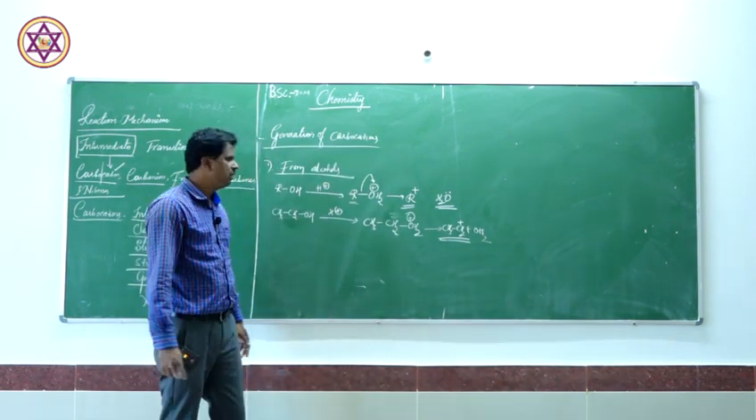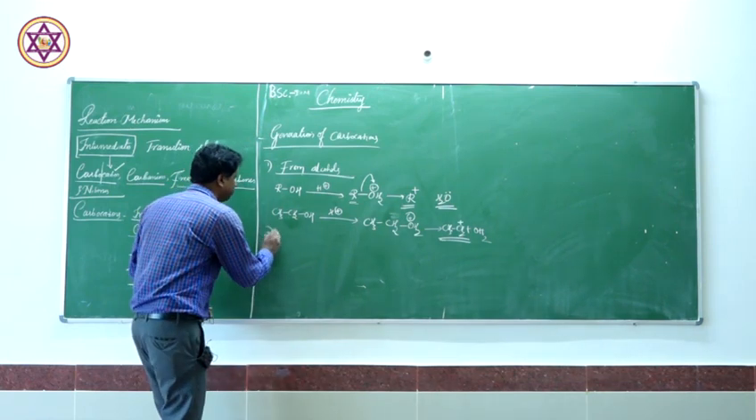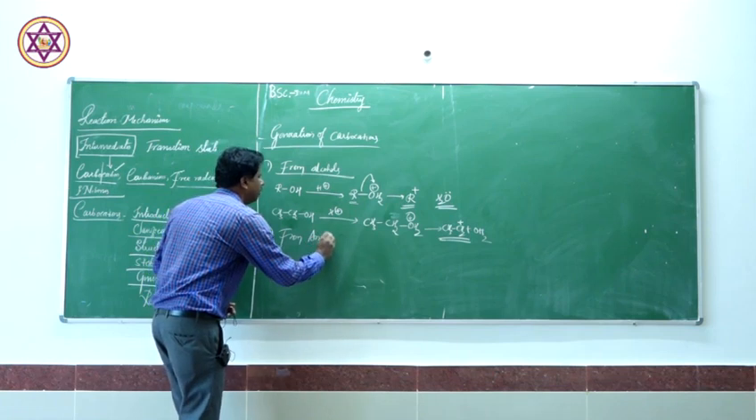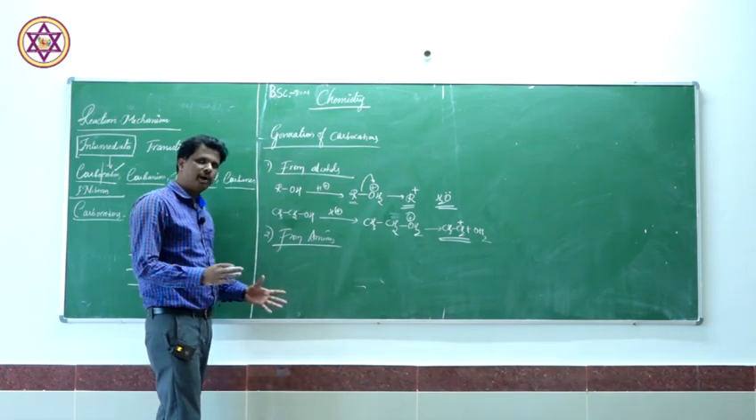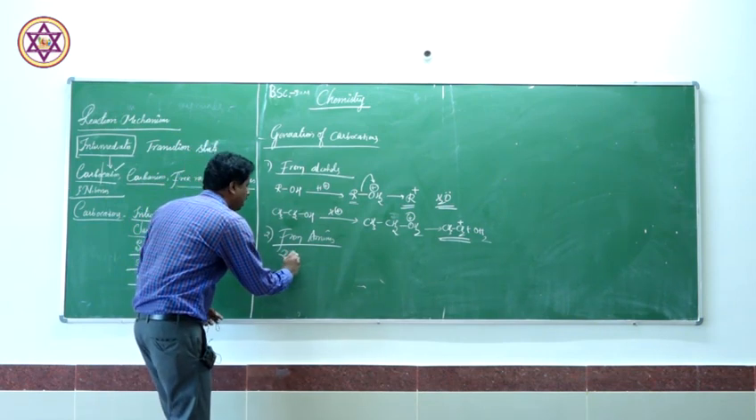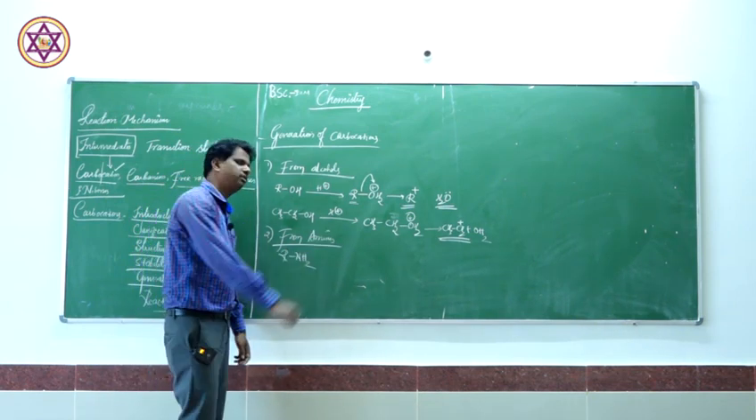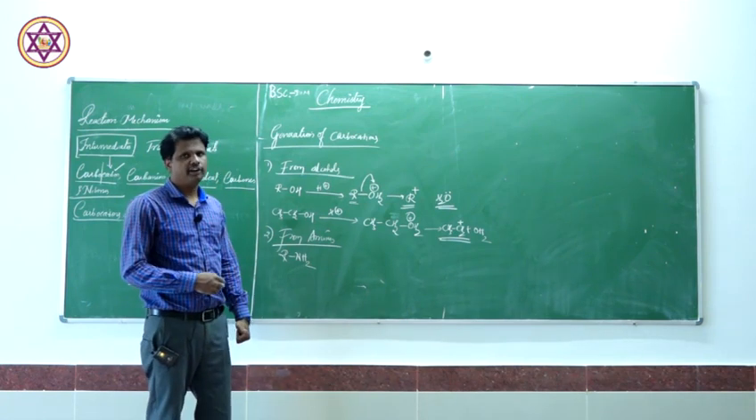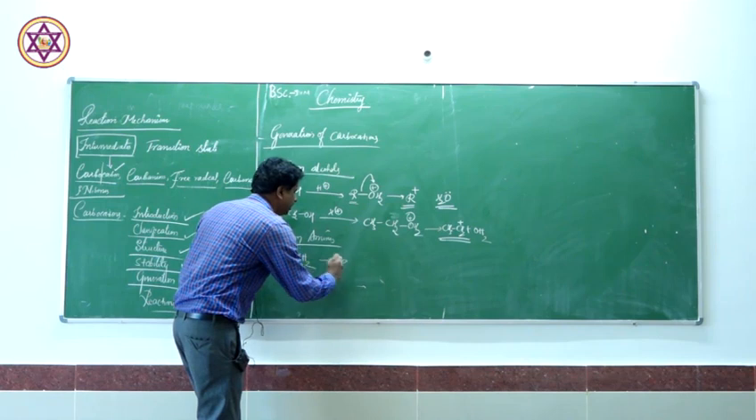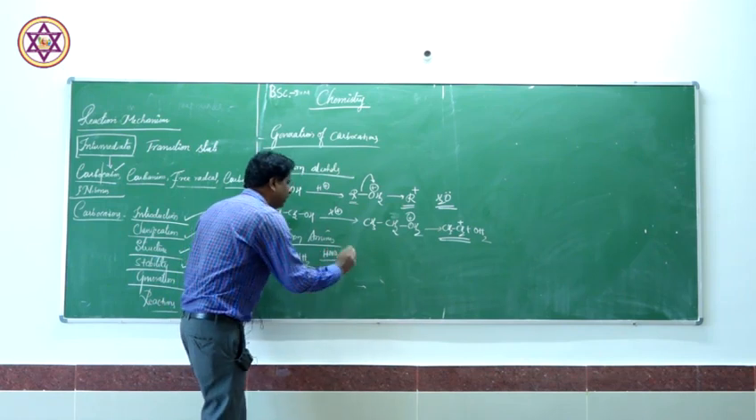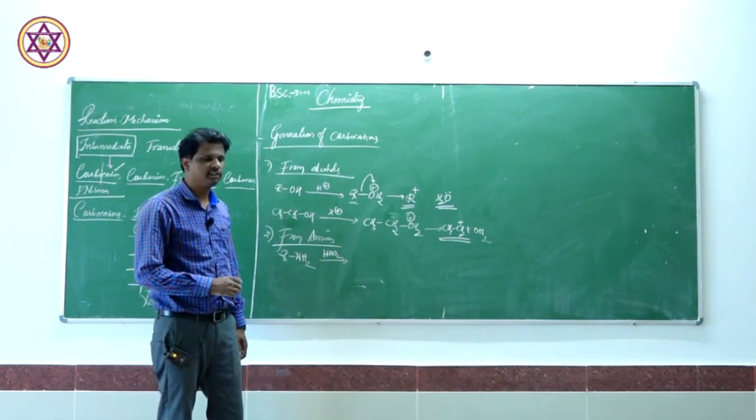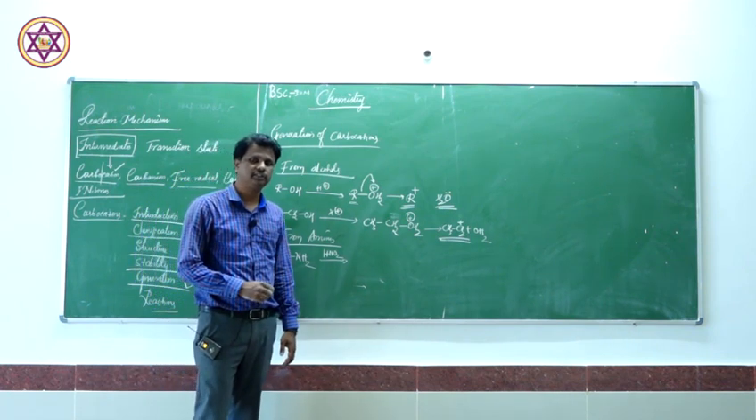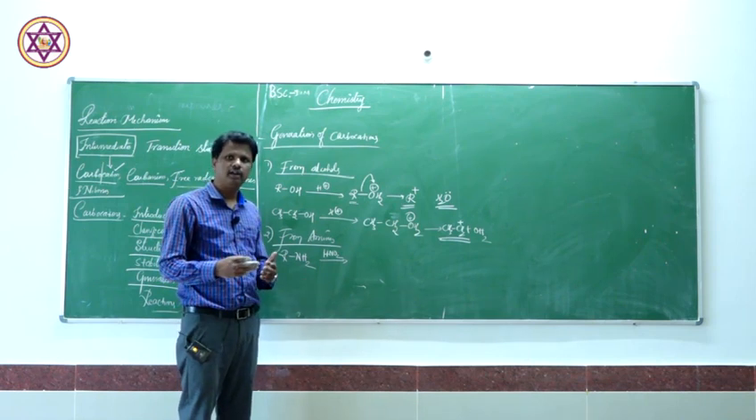That's quite okay. The second method is from amines. Now, what are amines? Amines have the general formula RNH2. How can we prepare carbocations from this? Very simple. We are adding nitrous acid. HNO2 is nothing but nitrous acid. This process is called diazotization. Hope you have studied it in your earlier classes.